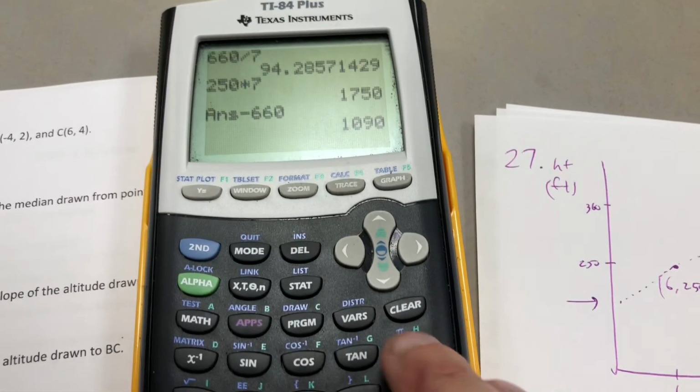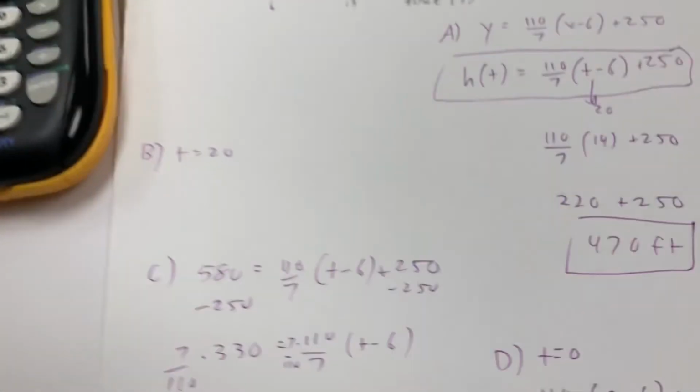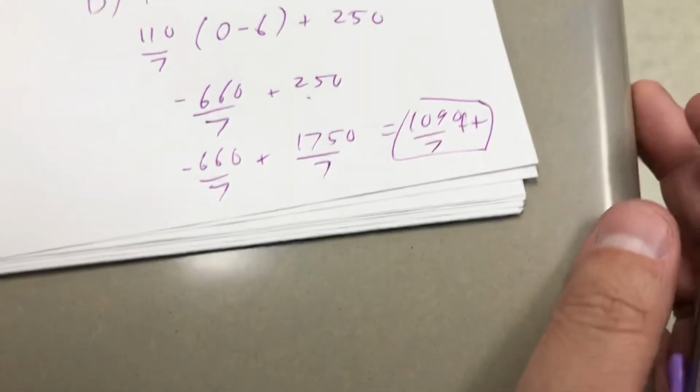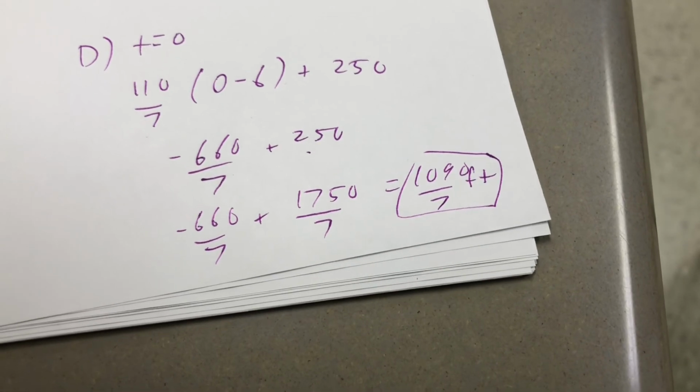Which, if you wondered, 1,090 sevenths is about 155.7 feet. So, yeah, that's going to be a little bit below where it starts. So, anyway, I would just leave it as a fraction, though, as one exact answer. That's better. 1,090 over 7 feet.